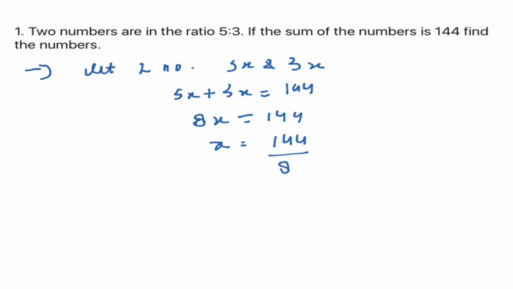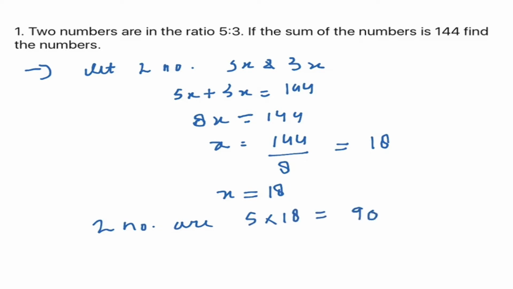When we divide 144 by 8, we will get the answer 18. So it means the value of x is 18. So our two numbers are 5 times 18, that is 90, and another number is 3x. It means 3 times 18, that is 54. So our two numbers are 90 and 54, whose sum is 144.